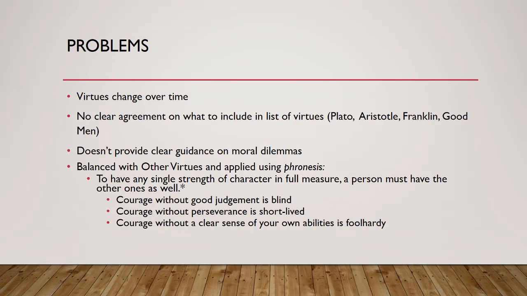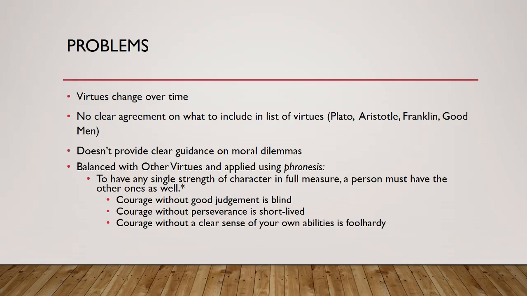There's also no clear agreement on what to include in the list of virtues. Plato had 4, Aristotle had 12 virtues. Franklin had 13, and there's an organization called Good Men that have 25 virtues. So there's no definite list of what virtues are acceptable or which ones you should have.